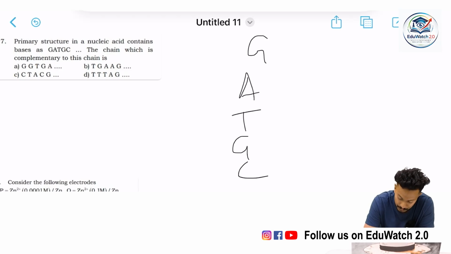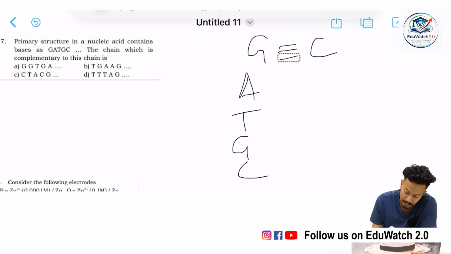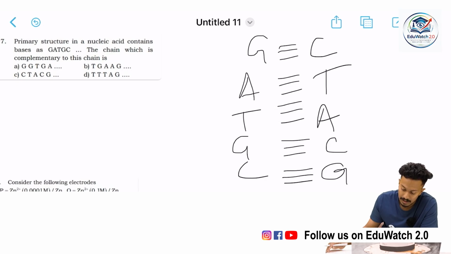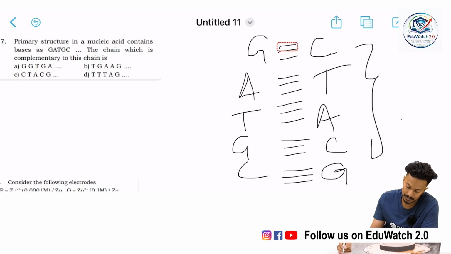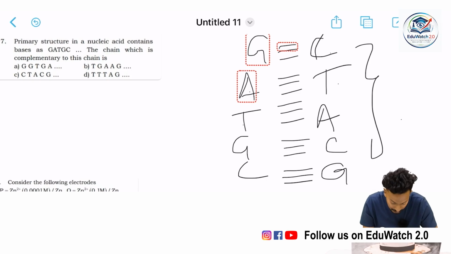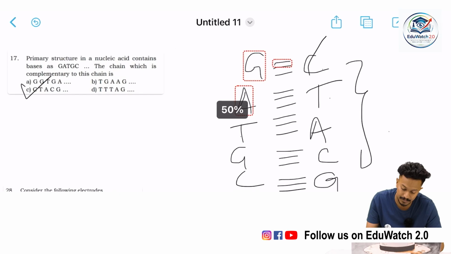Guanine pairs with cytosine, adenine pairs with thymine, thymine pairs with adenine, guanine pairs with cytosine, and cytosine pairs with guanine. This is the nucleic acid base pairing. So the correct option would be CTACG, which is option number C. Option number C is the correct answer.